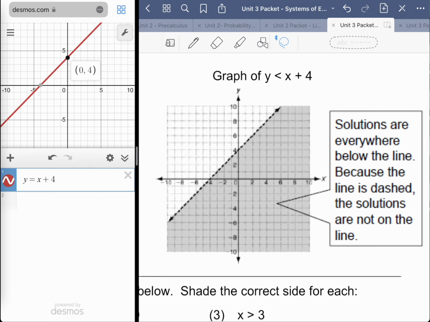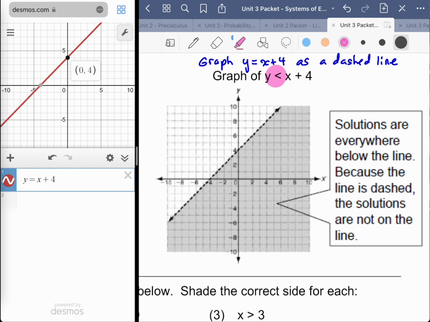That's kind of hard to conceptualize, but graphically, what that means is that you graph the line. Oops, that's a little thick. Graph y equals x plus 4, so the line y equals x plus 4 as a dashed line. And it's dashed because it involves a less than symbol. If it were a less than or a greater than symbol, you use a dashed line.